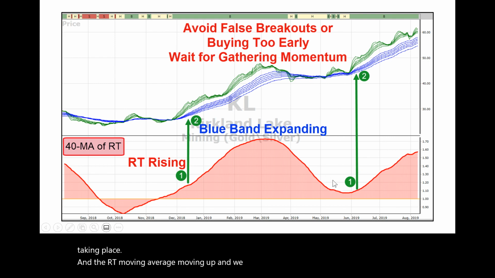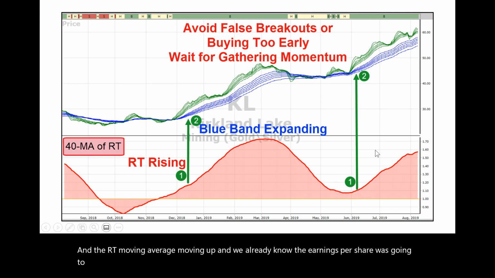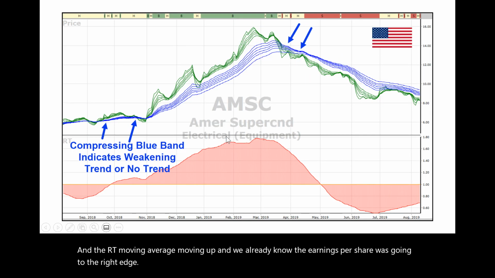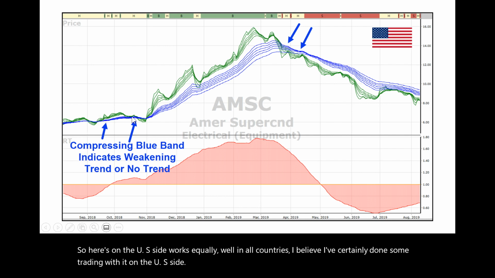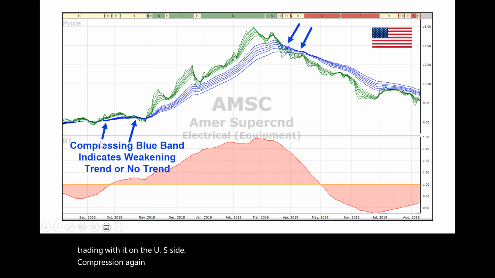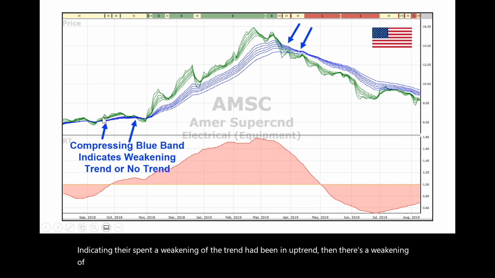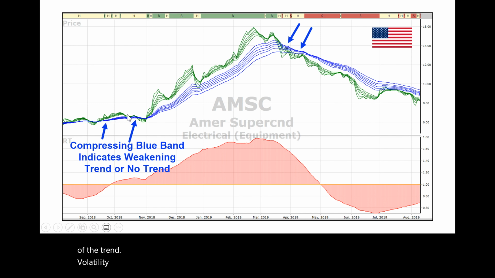And we already know the earnings per share was going to the right edge. So here's on the US side, works equally well in all countries, I believe. I've certainly done some trading with it on the US side. Here is that compression again of the investors blue band, indicating there's been a weakening of the trend. It had been in an uptrend, and there's a weakening of the trend. Volatility is slowing down, and then you expect a breakout at some point, either upside or down.